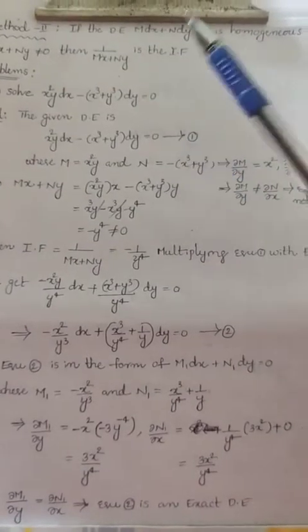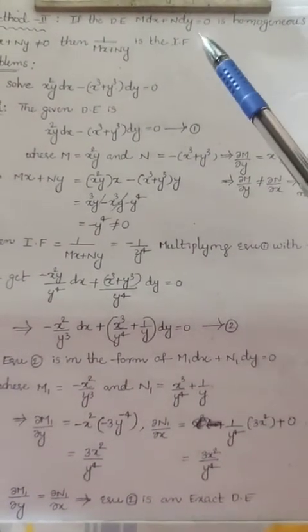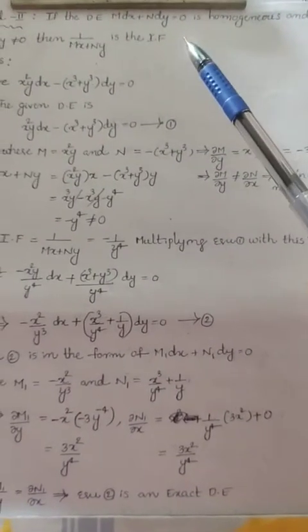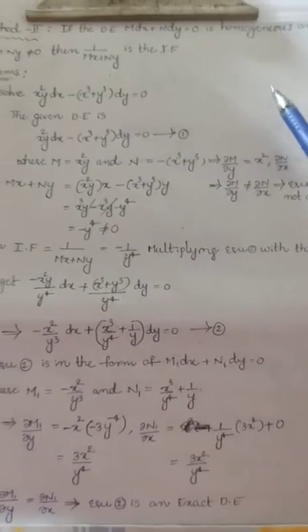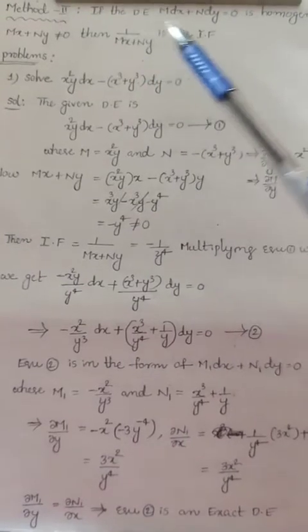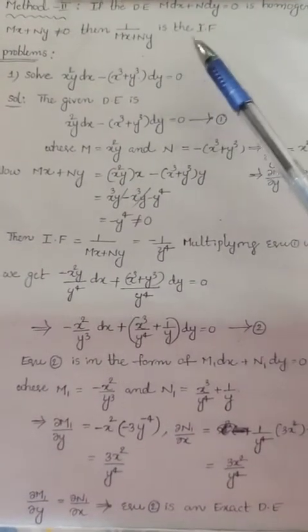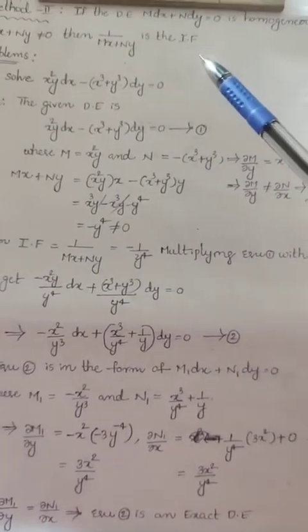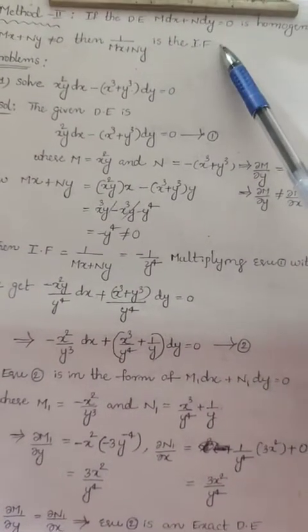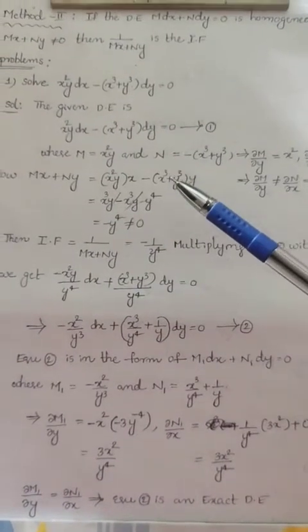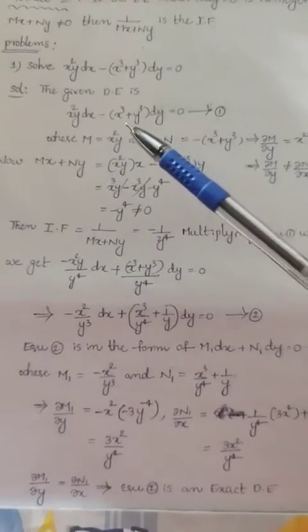What is method 2? If the differential equation M dx plus N dy equal to 0 is homogeneous and Mx plus Ny value is not equal to 0, then 1 by (Mx plus Ny) is the integrating factor. Multiplying the given differential equation with this integrating factor, it becomes exact. Then we have to find the general solution. Let us see some problems.